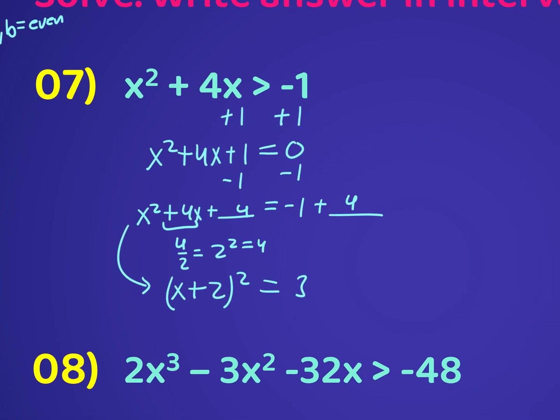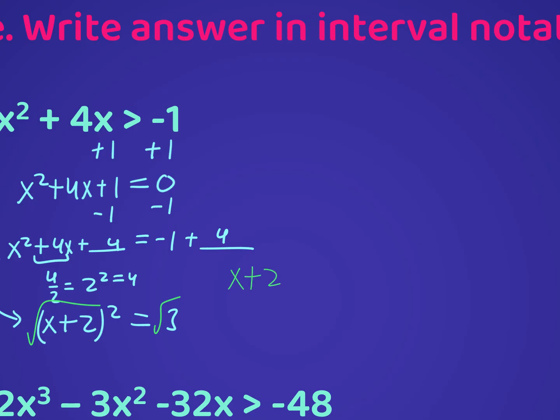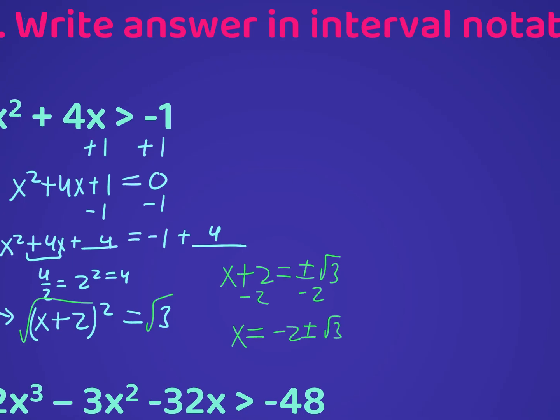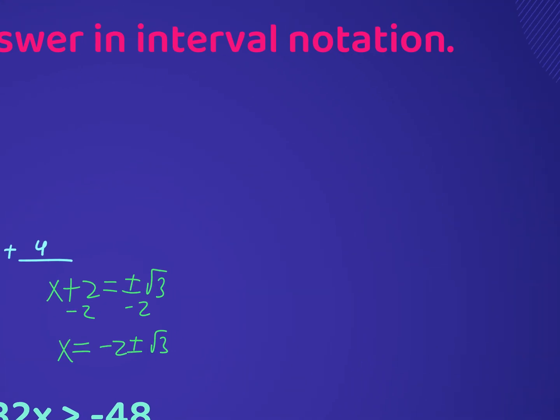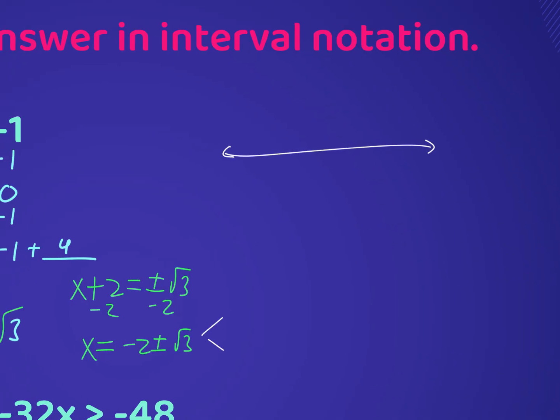From here, I can square root both sides, and I get x plus 2 equals plus or minus the square root of 3. Then I can subtract 2 from both sides, and I get x equals -2 plus or minus the square root of 3. Now, the tricky thing here is trying to figure out where they go on a number line, and more tricky than that is figuring out which value to test. Keep in mind, we do get two answers here. One of them is -2 plus the square root of 3, and the other one is -2 minus the square root of 3.